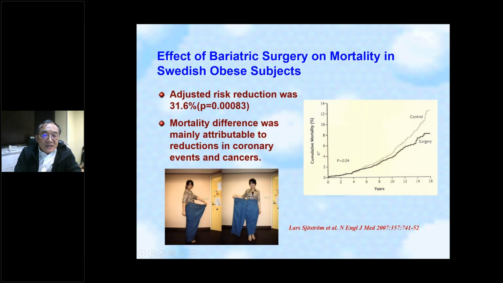Then we look at the evidence. Yes, we now have enough evidence showing bariatric surgery can decrease the mortality of morbidly obese patients. In this figure, I think you are all familiar with the SOS study. The decrease starts from around 8 years and becomes more and more with longer follow-up. The decrease of this mortality is majorly related to coronary events and cancers. By this statistic, it's around a 30% reduction of mortality.